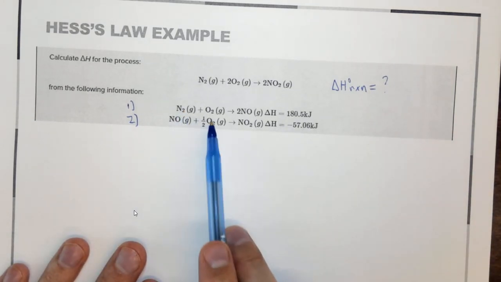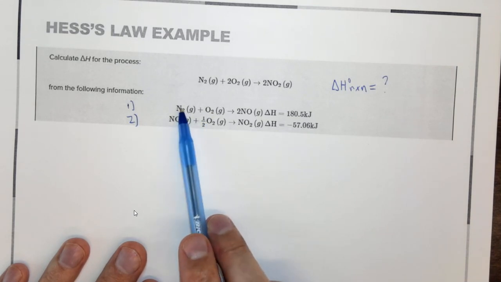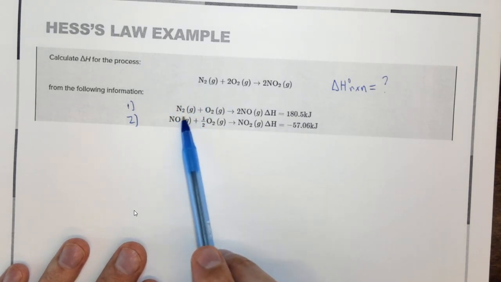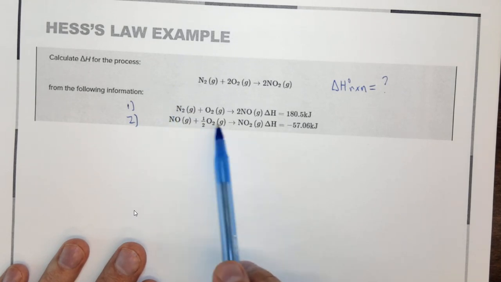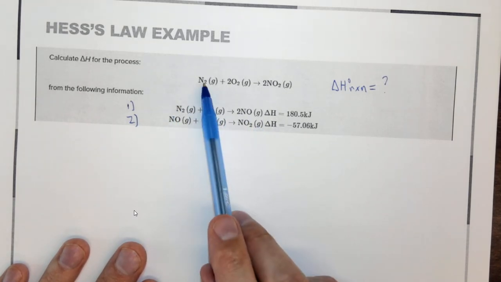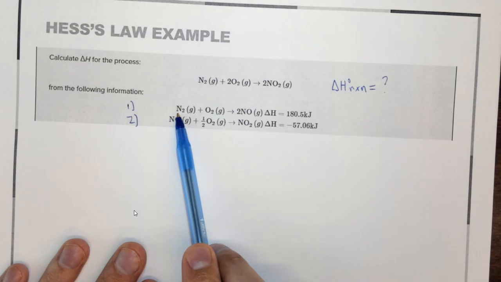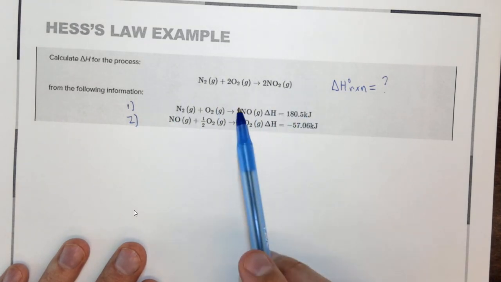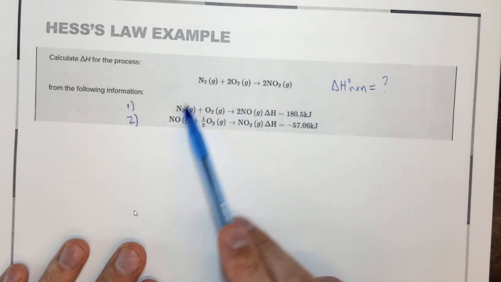So if I look at nitrogen, here I notice that nitrogen is only in this compound. Nitrogen is nowhere else. There's one nitrogen and there's one nitrogen. Two things to notice. One, the nitrogen is on the reactant side.